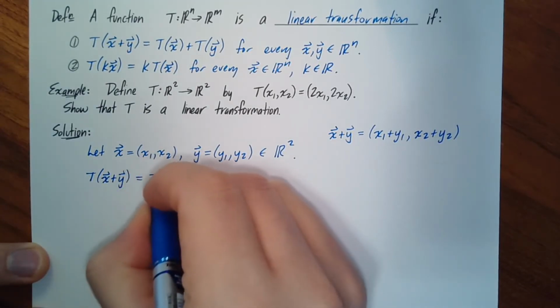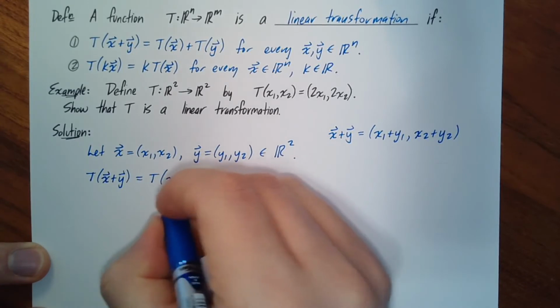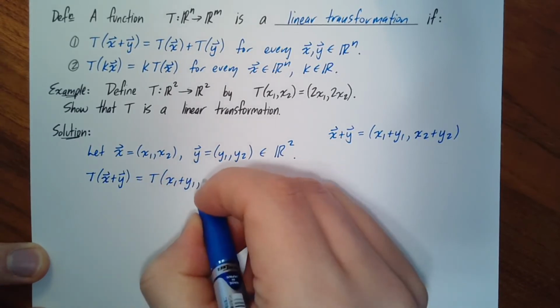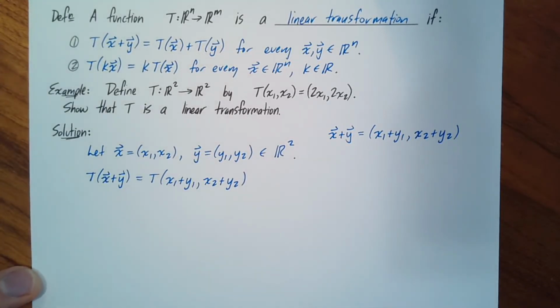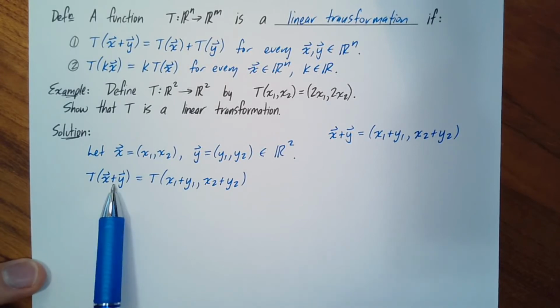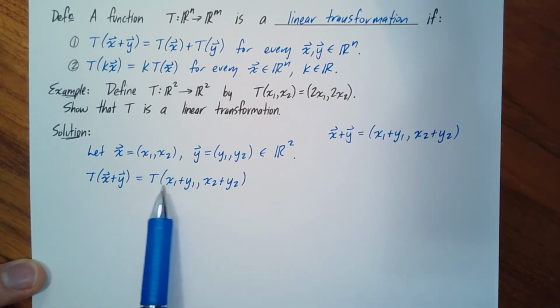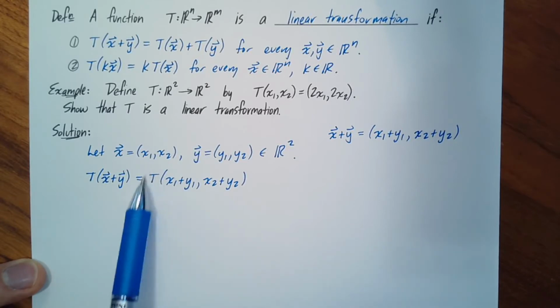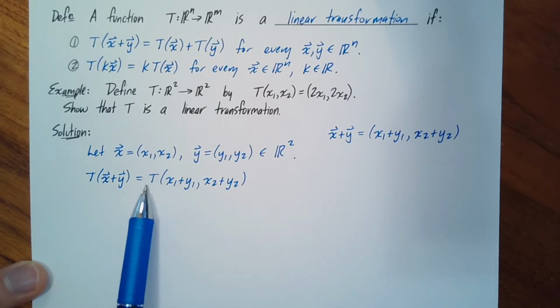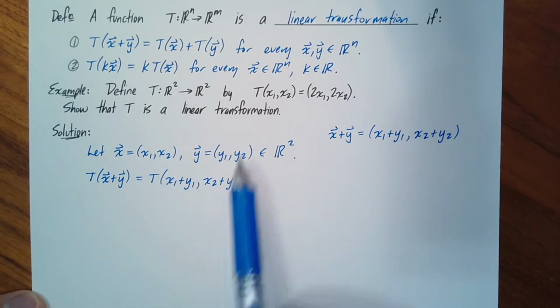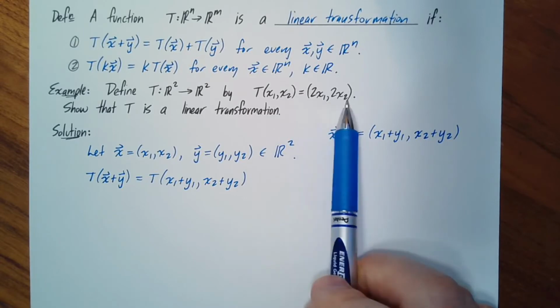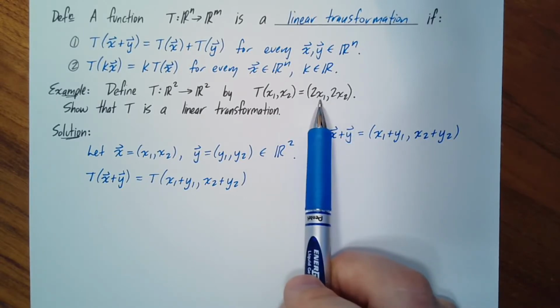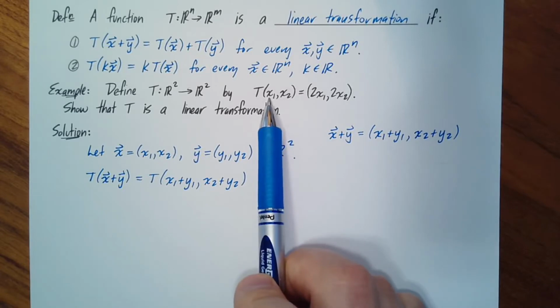So if x plus y can be written as these coordinates, then we can rewrite this notation as t of x1 plus y1, x2 plus y2. So now you can see we have actually added these vectors up first and then applied the function t to the result, and that's what this notation is saying. So now we're going to actually apply t to this vector. We go up to the definition of t and ask, what does this function do? Well, you can build the output vector over here. What's the first coordinate? It's 2x1. Well, what's x1? The first coordinate of the input vector.